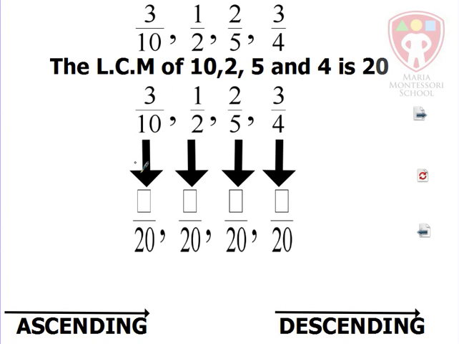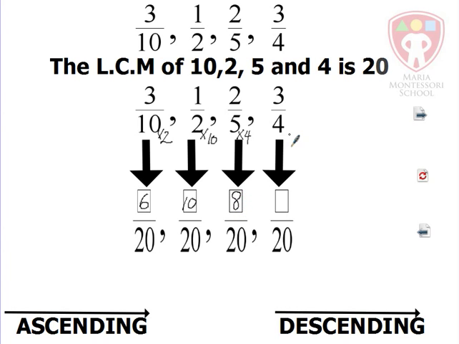So 3/10 is the same as how many 20ths? Well, we have to times here everything by 2. 3 times 2 would give us 6. So 3/10 is the same as 6/20. Well, 1/2, we have to times the 2 by 10 to make it into 20. We'll do the same to the numerator. So 1 times 10 is 10. What about the 5? We have to multiply it by 4. We do the same to the 2, and it becomes 8.